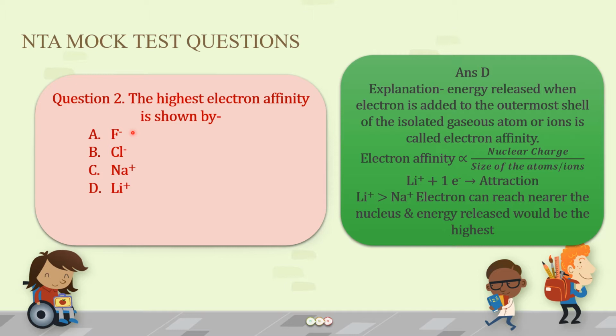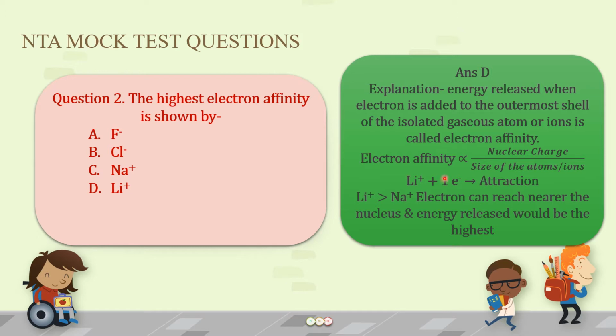But in this question, what we have is a fluoride ion, a chloride ion, a sodium ion, and a lithium ion. All of these have noble gas configuration, and you have to tell which out of these will have the most electron affinity for the incoming electron. So first of all, understand that these two have a noble gas configuration, and these two also have a noble gas configuration. So how are you going to compare the electron affinity trend for them?